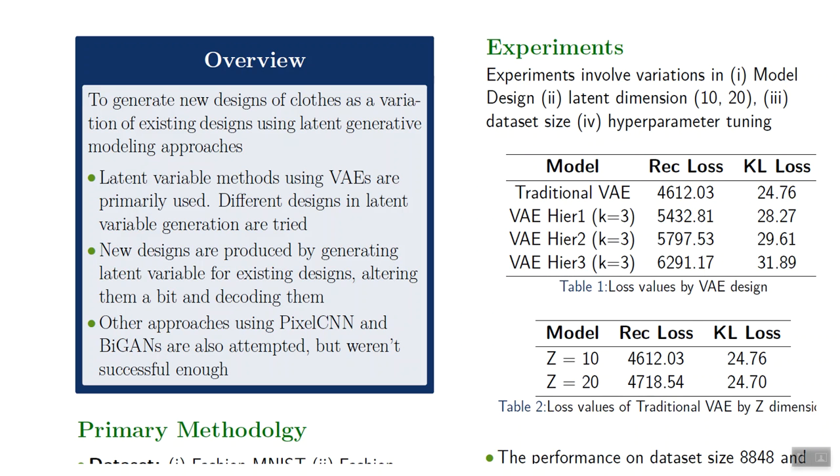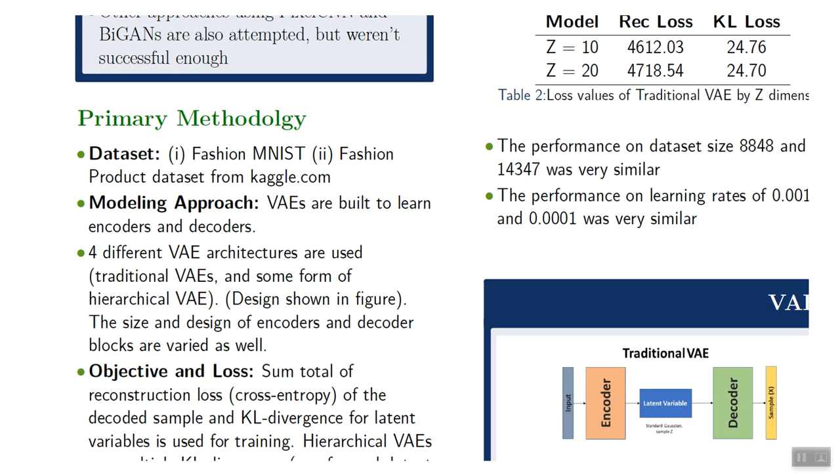Other than autoencoders, I also tried using Pixel CNN and BiGAN in this project, but wasn't really that successful in getting them implemented. When we look at the methodology, I started with some data set that's available open source. I made use of the Fashion MNIST dataset and another dataset called the Fashion Product dataset that was available from Kaggle.com. When it comes to the modeling approaches, as I said before, VAEs have been extensively used.